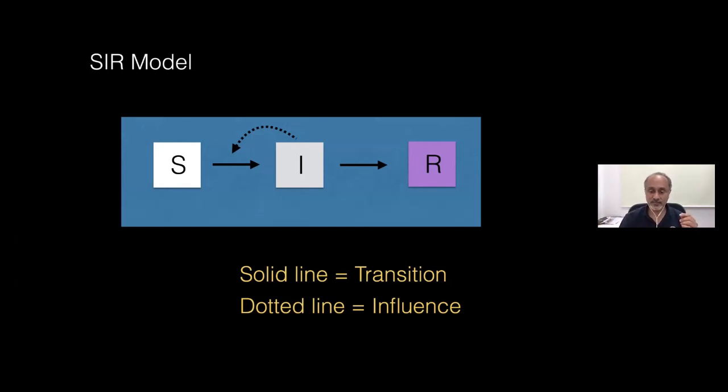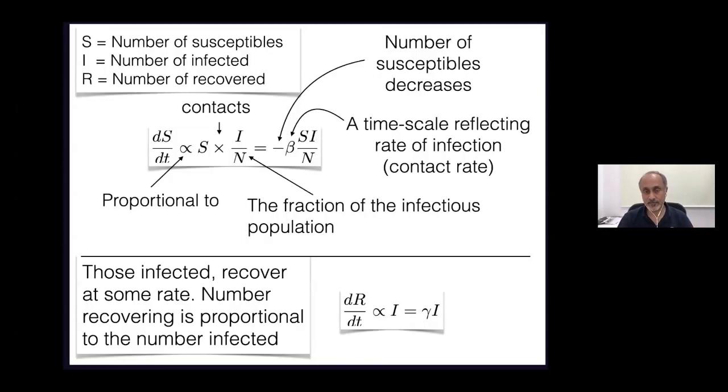So there are transitions between people moving, in numbers changing, between the S and the I and the R, but there's also influences. The number of people in the I compartment influence the possibility that someone in the S compartment can develop the infection. So here is sort of working it out.